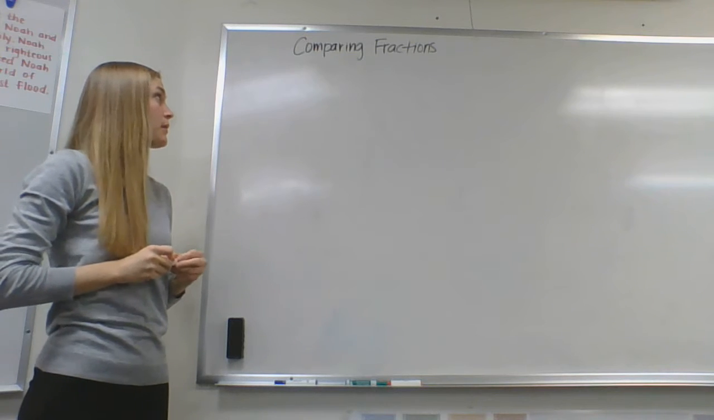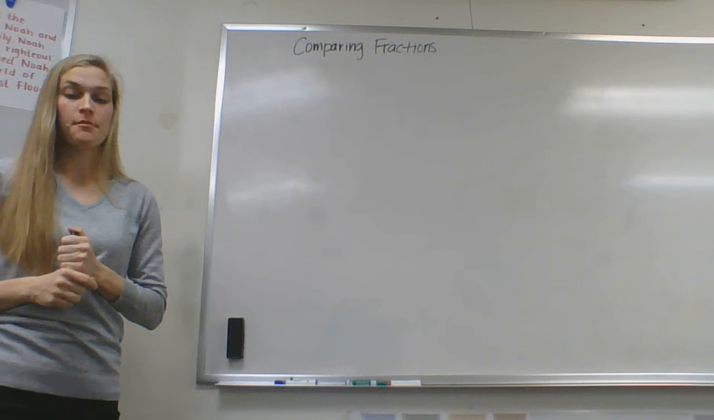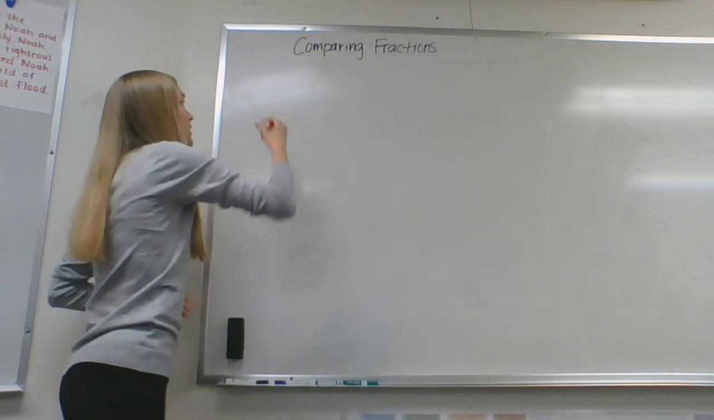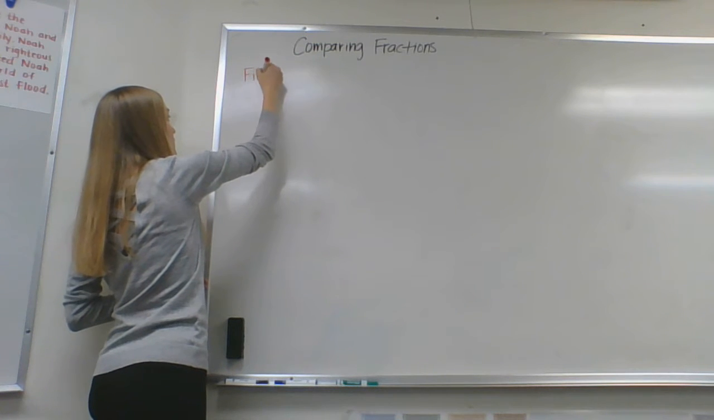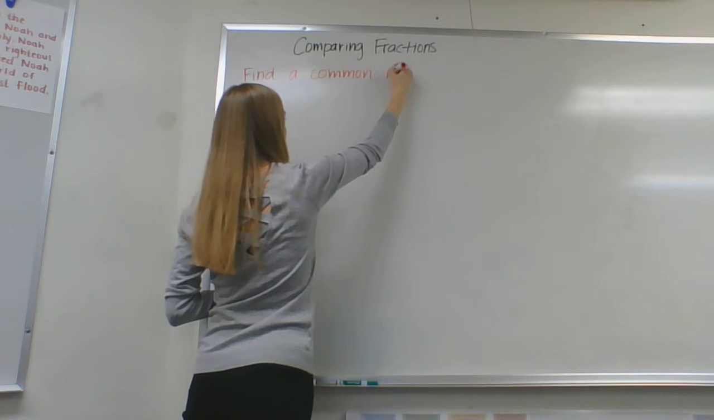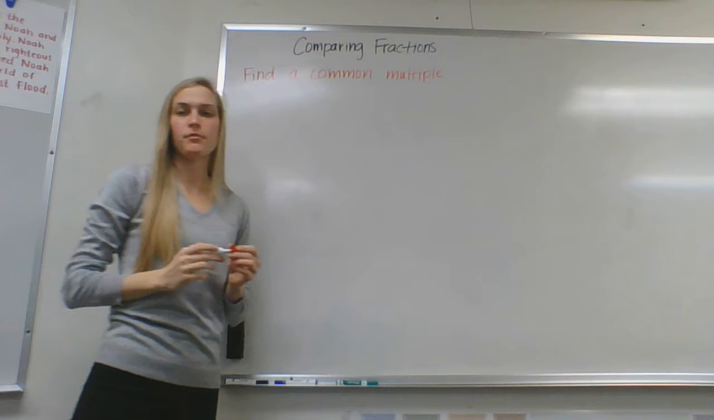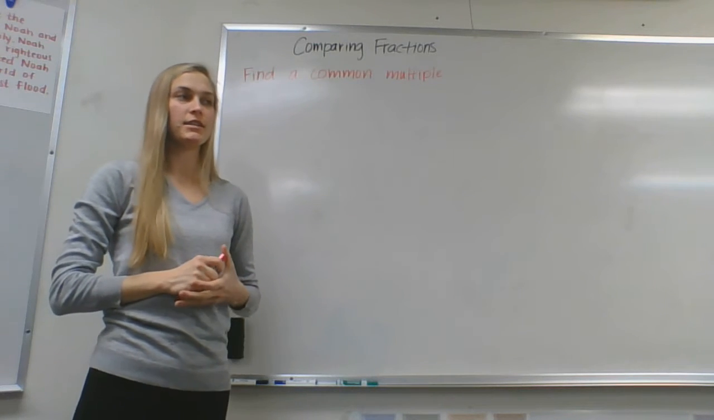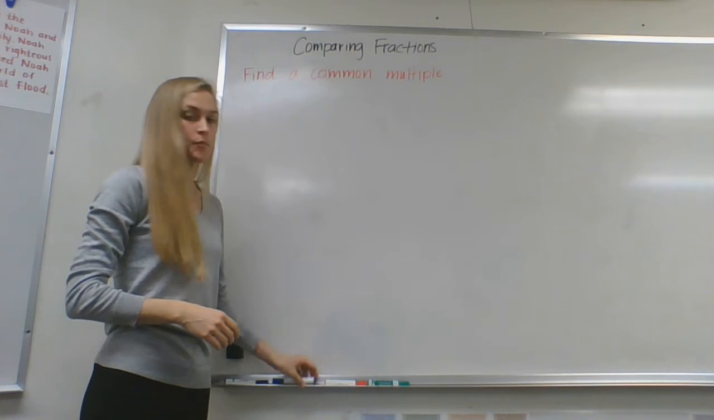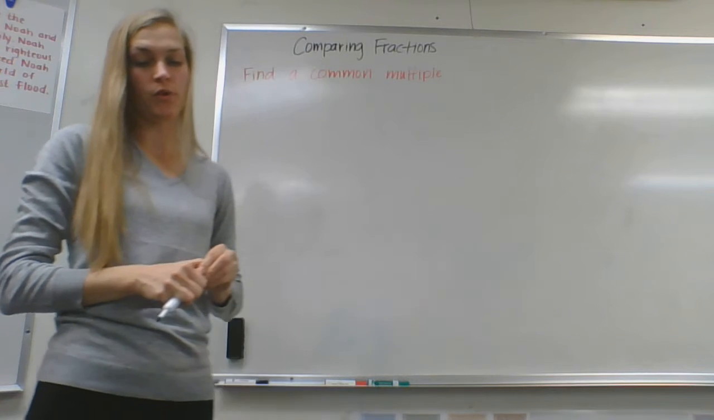All right, so today we're going to change both of the denominators so that they can be the same by finding a common multiple. And the goal is to find the smallest common multiple, also known as the least common multiple. So we're going to jump straight into some examples. Our first one is going to be 1/3 compared to 2/5.